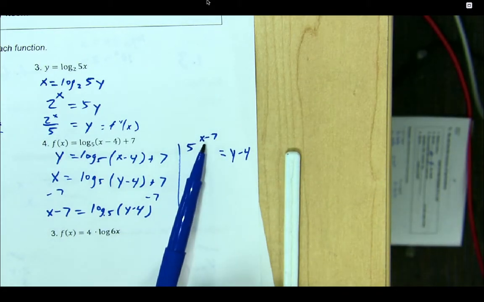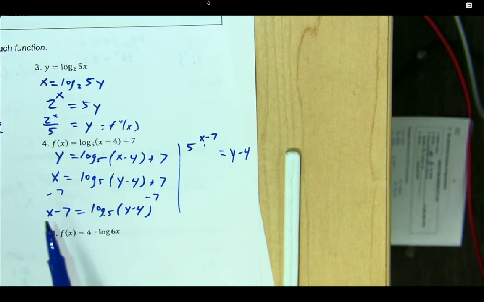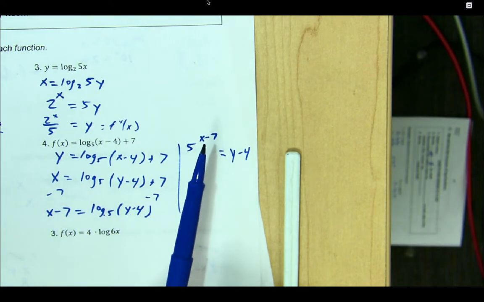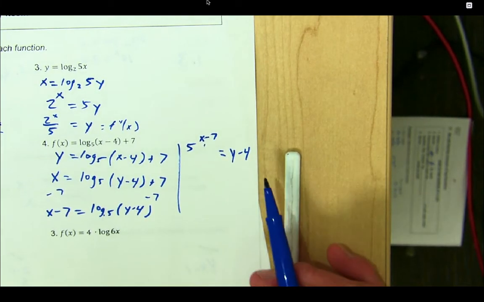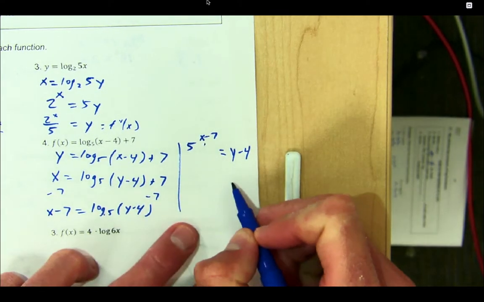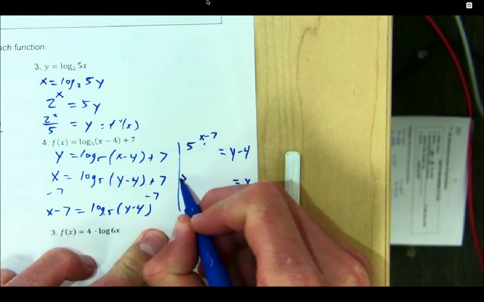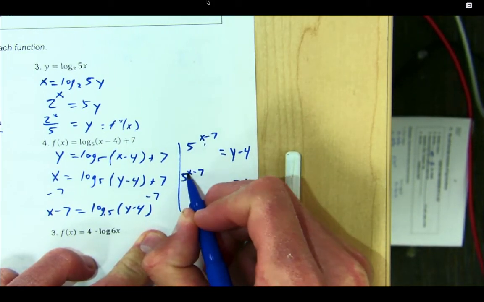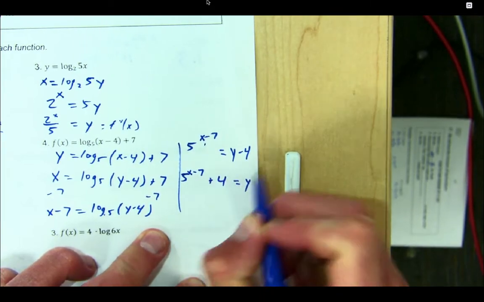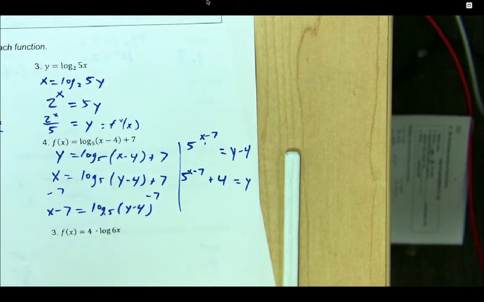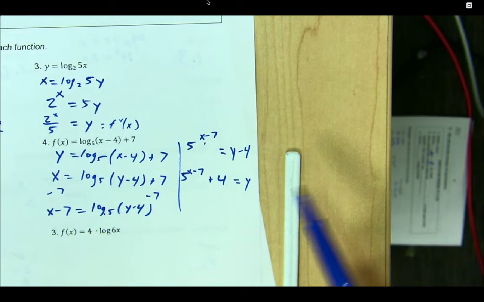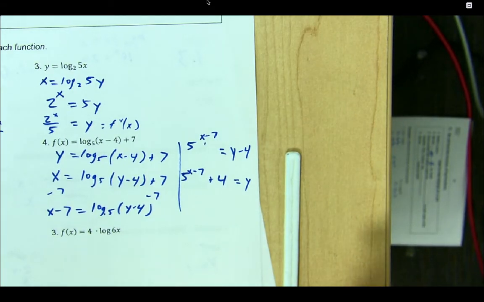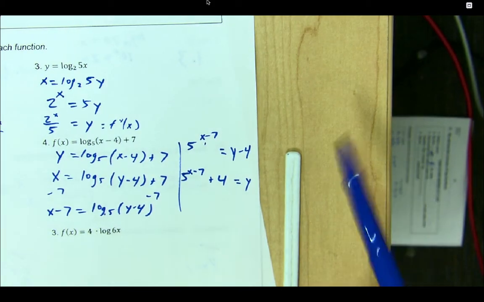Okay, so this whole thing is the exponent. Whatever this thing is, that will get raised to the power 5. 5 to the power of x minus 7 equals what's next to it. Now I have a y minus 4. To get rid of a minus 4, I will add 4 to each side. So then my inverse function here is 5 to the x minus 7 and then plus 4. And that looks pretty inversey, right?